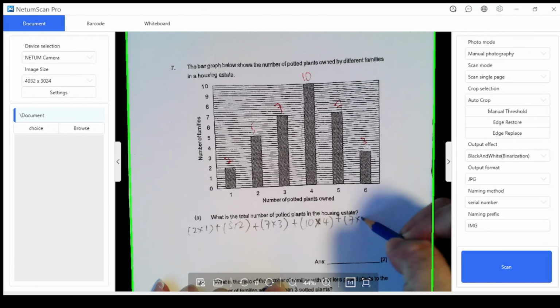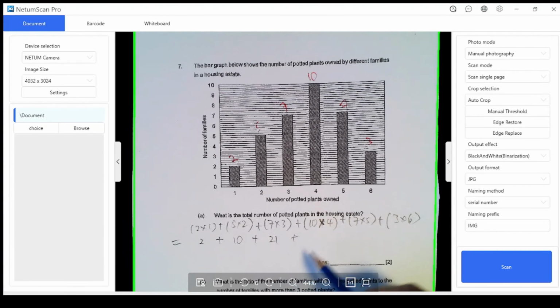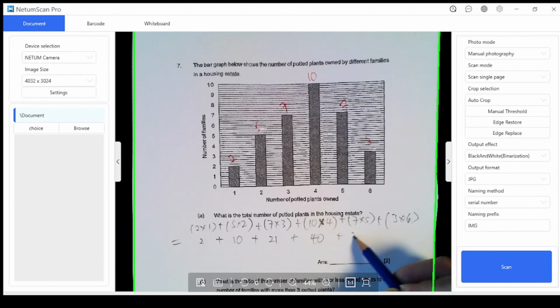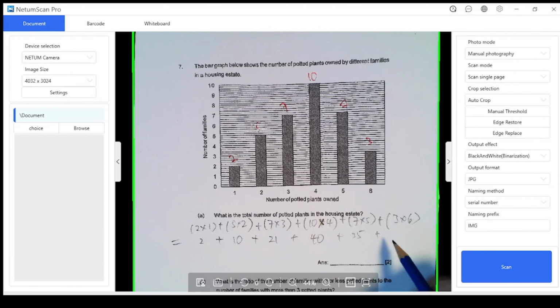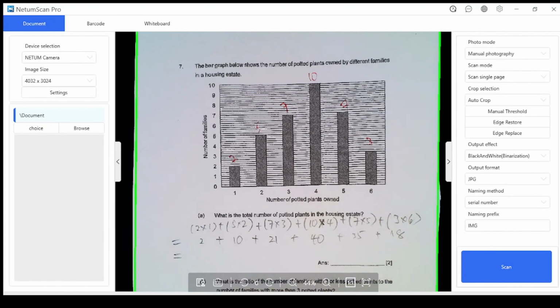Okay, so make it simple for you. Do all the brackets first. 2 times 1 is 2. 5 times 2 is 10. 7 times 3 is 21. 10 times 4, 40. 7 times 5, 35. 3 times 6 is 18. Okay, so this is what you do.